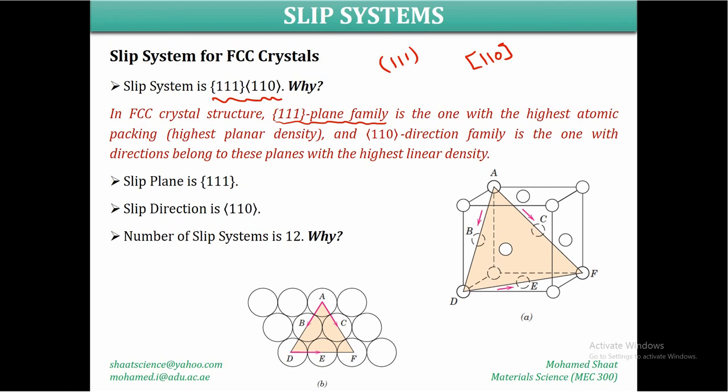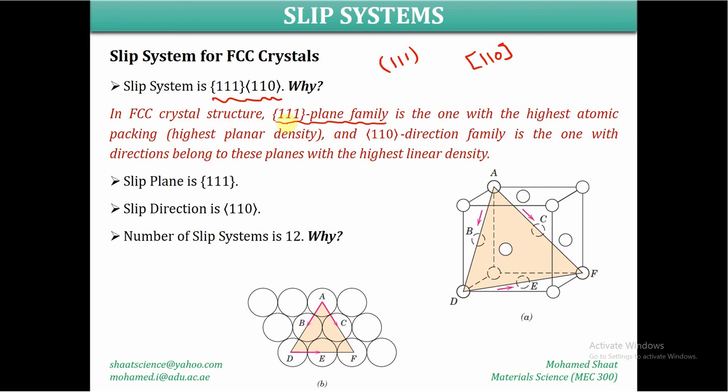So any plane that belongs to this family could be considered a slip plane. Any direction that belongs to the direction family will be considered a slip direction. This is what defines the slip system for a material with FCC crystal structure. Why? How did we know that this is 111 or 110?